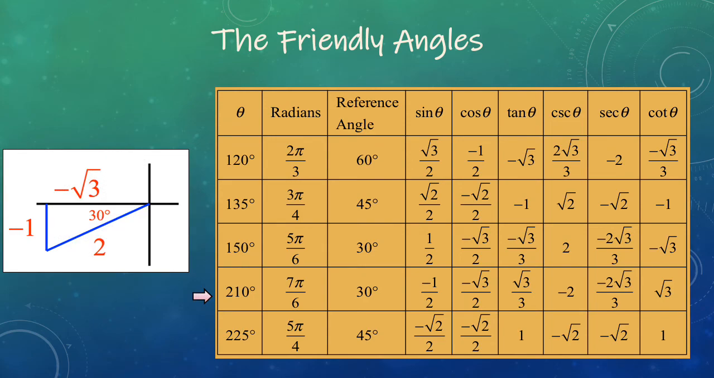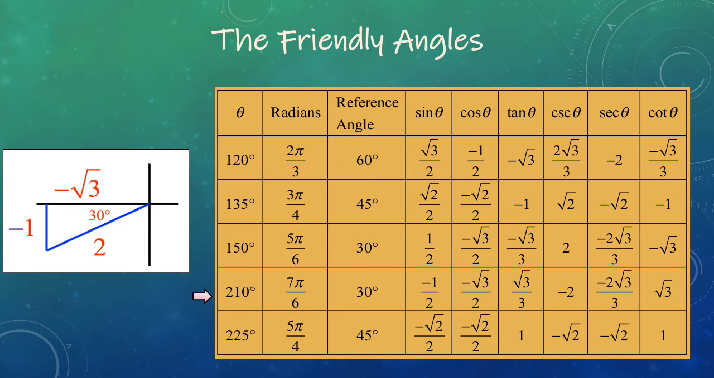We now have 210 degrees, or in radians, 7 pi over 6. This is in the third quadrant, and our reference angle is 30 degrees, giving us a 30, 60, 90 degree triangle. And our sides are 1 to square root of 3 to 2 in that ratio, remembering that both x and y in this case are negative.